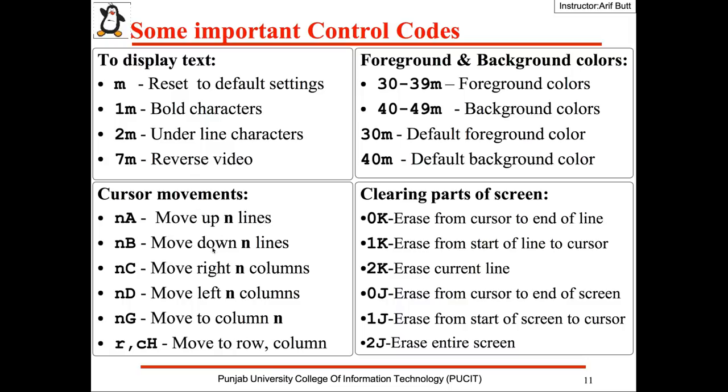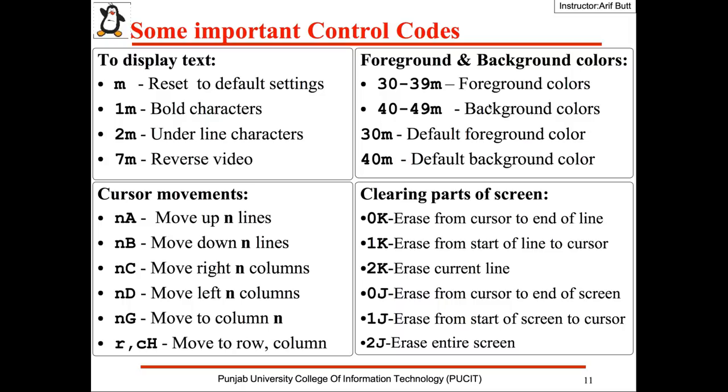Similarly, we can do the cursor movement. For example, 1A will move one line up, 2A will move two lines up, and so on. B to move down, C to move right, and D to move left, that many columns. And this nG is used to move to a specific column. You can always use r;c to move to a specific row and column.